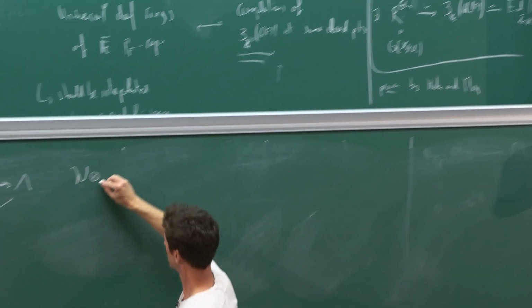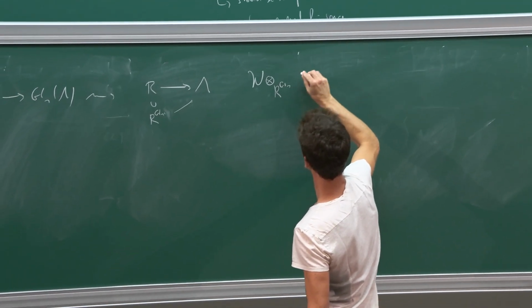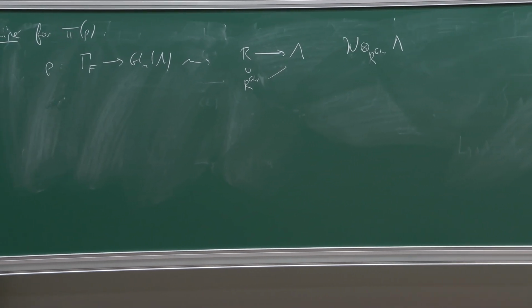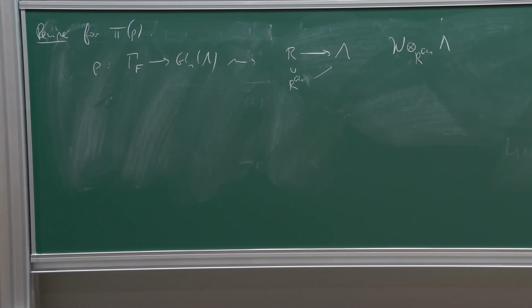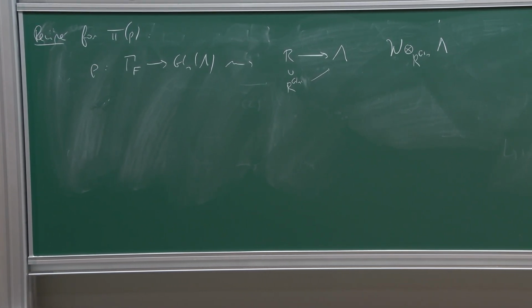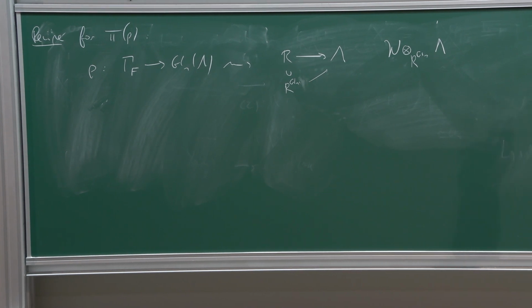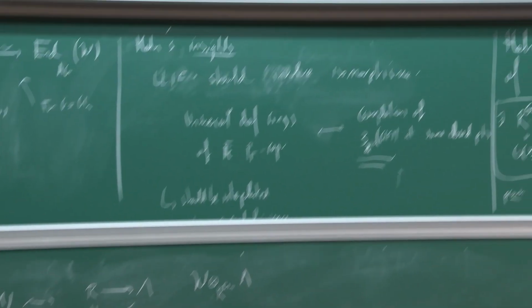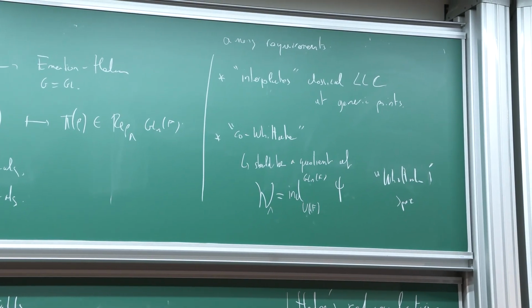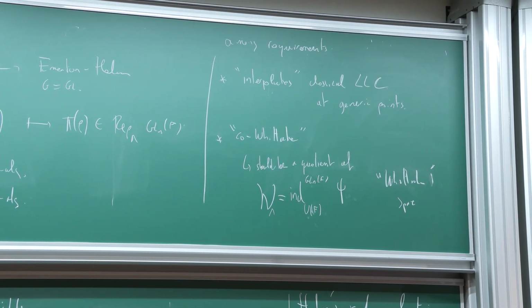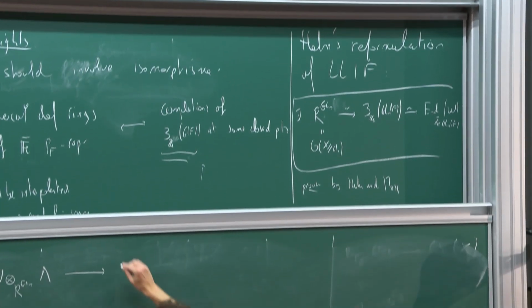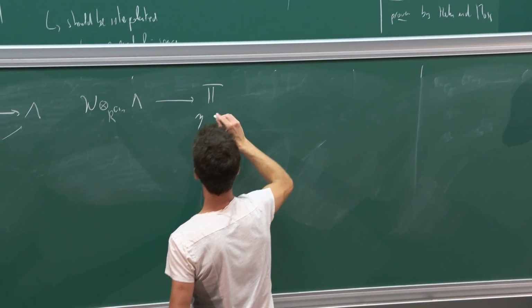So you can base change it to Lambda like this, and now what you get is really a representation. I mean, it's clearly a quotient of, well, it should be co-Whittaker, but it's not the right one because you are still lacking the first condition, that you should interpolate the classical local Langlands. So what you do, okay, is you have to look at what's happening at generic points. So you go to the product of eta generic points.